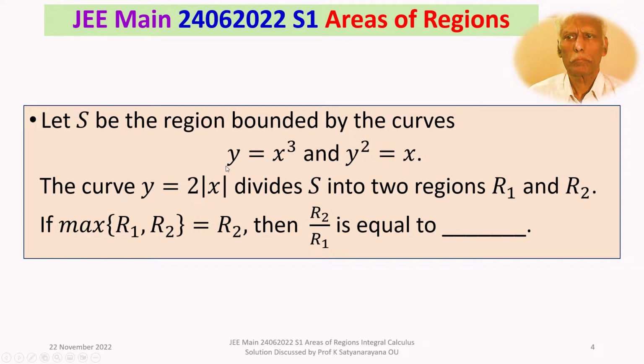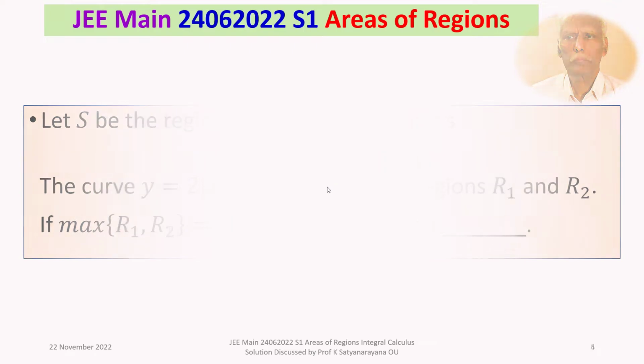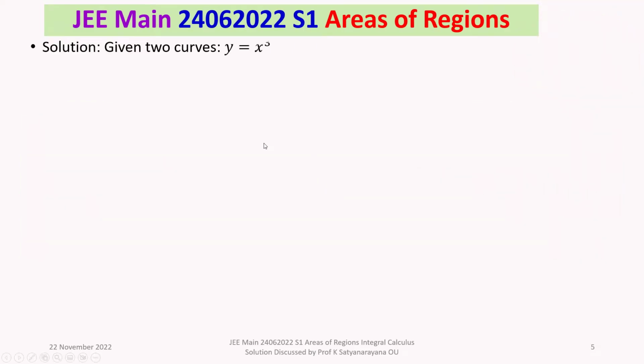So we are given a region named S bounded by these two curves, y is equal to x cube and y square is equal to x. And a curve y is equal to 2 times mod x is given to be dividing S into two regions R1 and R2, and the maximum of these R1 and R2 is R2, then R2 by R1 is equal to. We now discuss the solution of the problem in detail.